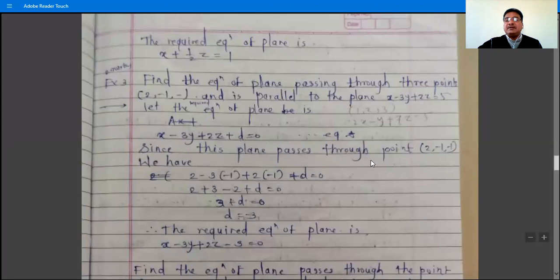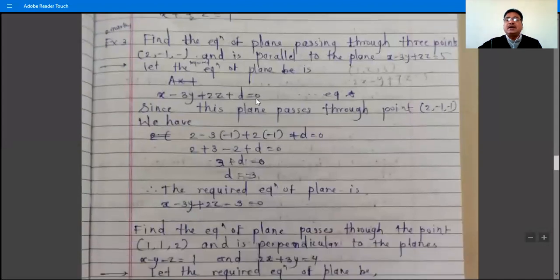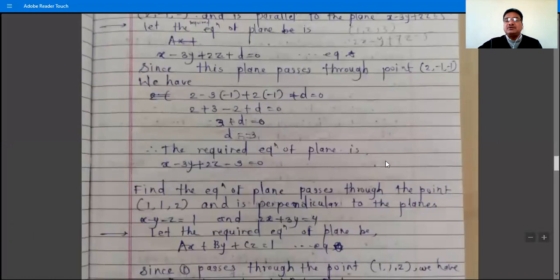Since this plane passes through the point 2, minus 1, minus 1, this point satisfies the equation. That is, substitute x as 2, y as minus 1, and z as minus 1. So we have 2 minus 3 into minus 1 plus 2 into minus 1 plus d is equal to 0. And therefore we have d as minus 3. And therefore the required equation of plane is x minus 3y plus 2z minus 3 is equal to 0.